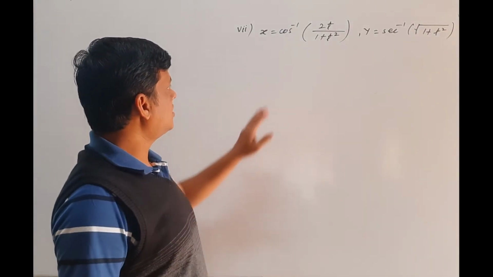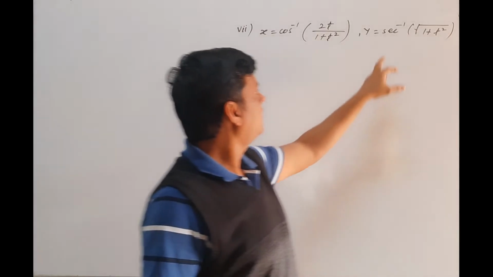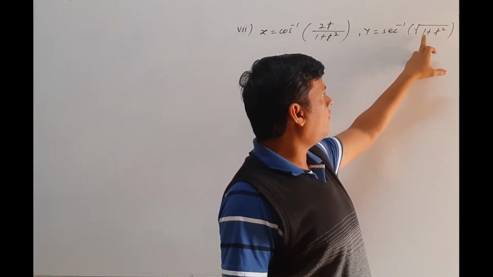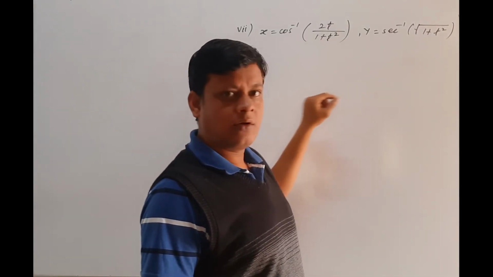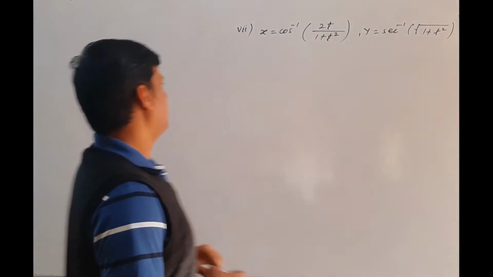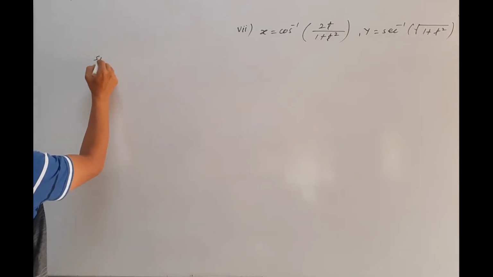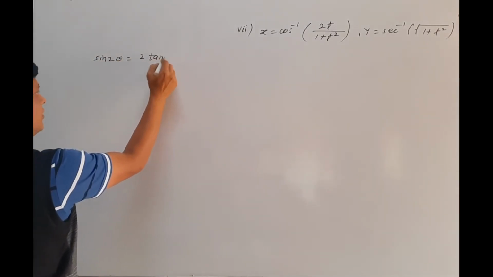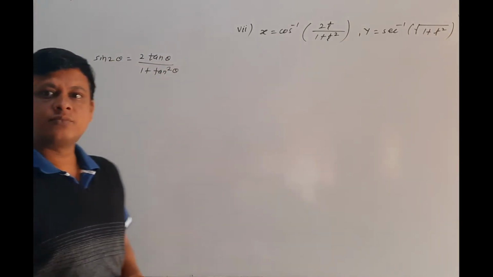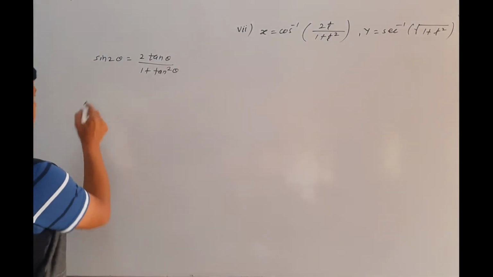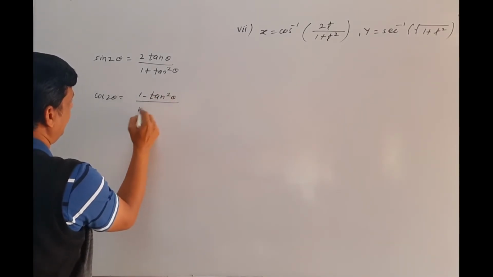Now see next sub question. x is equal to cos inverse of 2t upon 1 plus t square and y equals sec inverse of 1 plus t square. Now such type of example we solve with the help of double angle formula. So we know that sin 2 theta is equal to 2 tan theta upon 1 plus tan square theta. That means sin theta in terms of tan. Also we know that cos 2 theta is equal to 1 minus tan square theta upon 1 plus tan square theta.